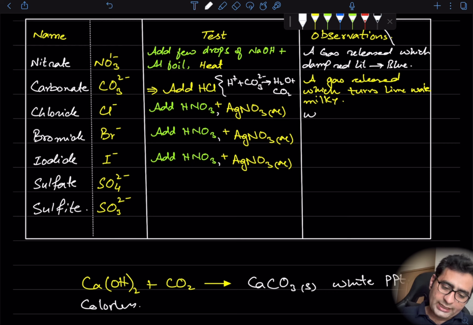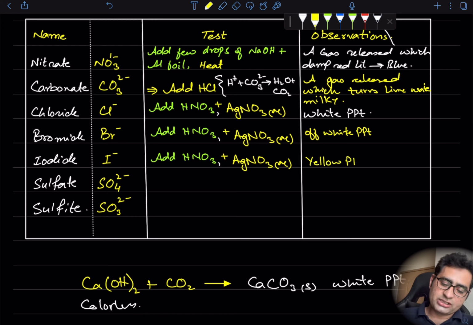Now, if chloride ion is there, it is going to form a white precipitate of AgCl. If bromide ion is there, bromide gives an off-white or creamy precipitate. And in the case of iodide, it gives a yellow precipitate. This is the color change you will see for the test for halide ion. And this is the equation for halide ion.